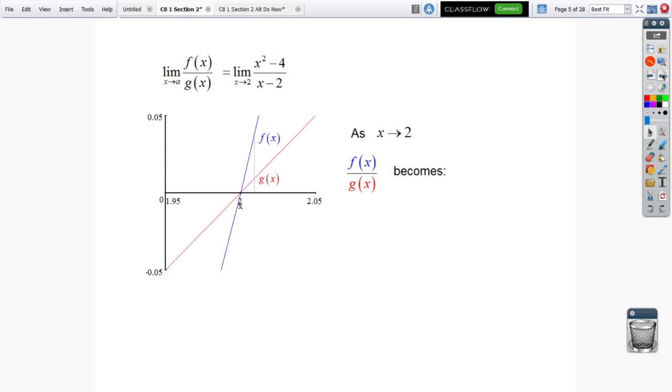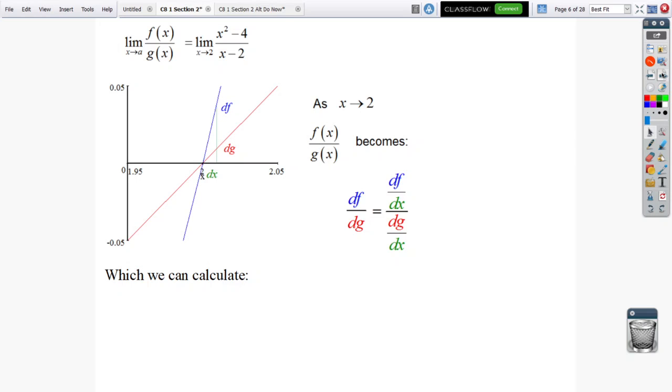But if we're close enough, we can actually talk about this height right here being a change in y, and we can now talk about f of x divided by g of x becoming df divided by dg. So this difference divided by this difference with the same dx right over here, which means we're going to have df dg is equal to df dx divided by dg dx, which is actually what L'Hopital's rule is. So looking at that, we can actually evaluate that in this particular situation.